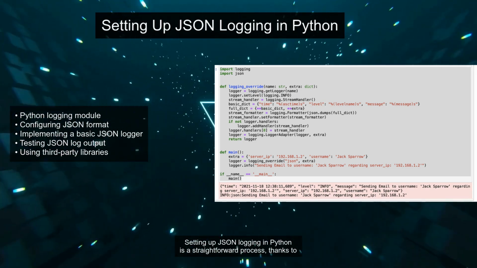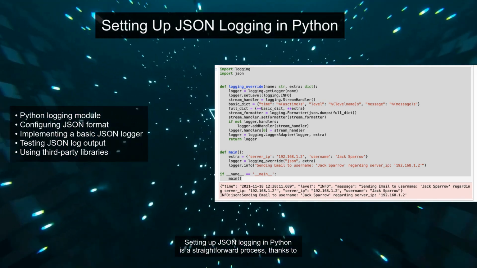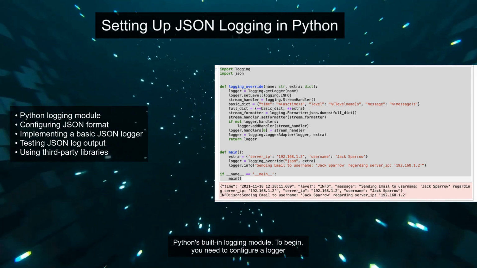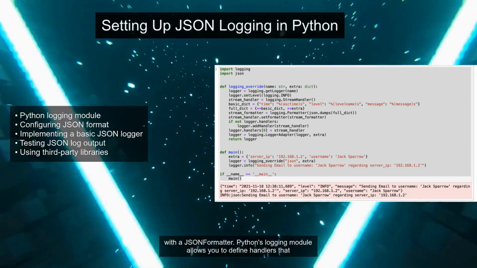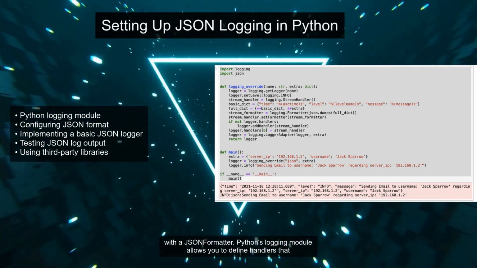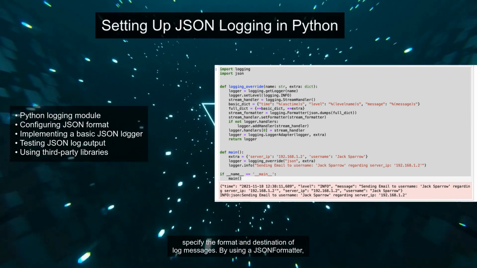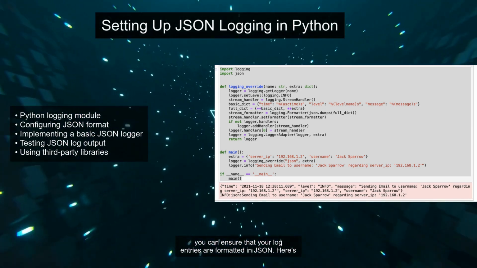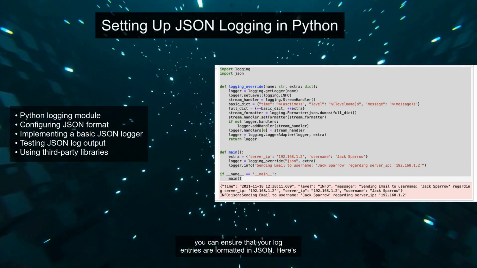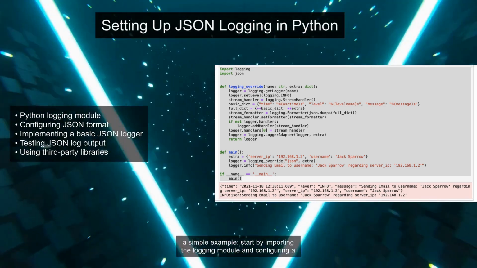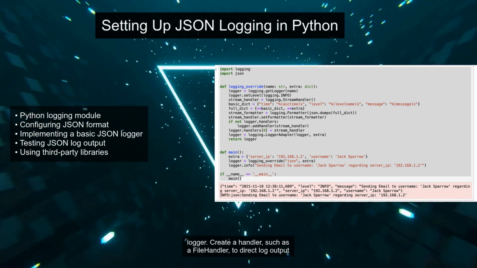Setting up JSON logging in Python is a straightforward process, thanks to Python's built-in logging module. To begin, you need to configure a logger with a JSON formatter. Python's logging module allows you to define handlers that specify the format and destination of log messages. By using a JSON formatter, you can ensure that your log entries are formatted in JSON. Here's a simple example. Start by importing the logging module and configuring a logger.